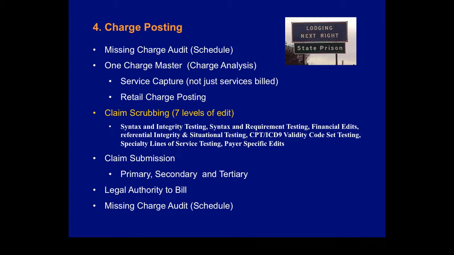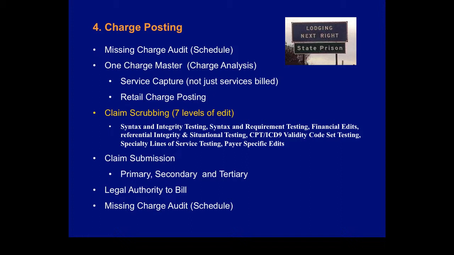So, claim scrubbing. Here's my chance to really fix things. I'm going to be looking at 7 different things. I'm going to be looking at integrity testing. Is a date of birth a valid date of birth, or was the person born in 2017, which hasn't even happened yet? I'm going to look at financial edits. Does every line item have a charge attached to it? Did they load it up? I'm going to look at situational testing. Do I have a chest x-ray on a diagnosis of sore finger? No, those things are going to get kicked out.